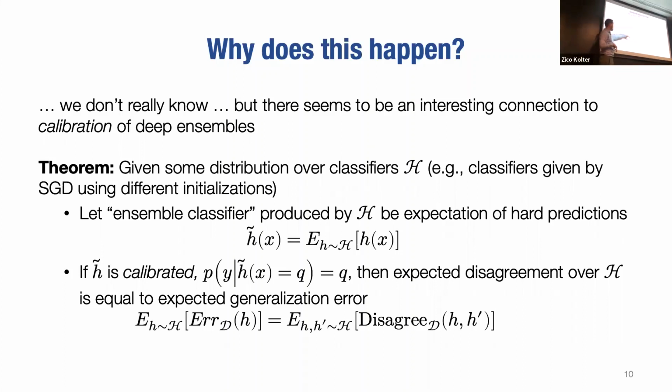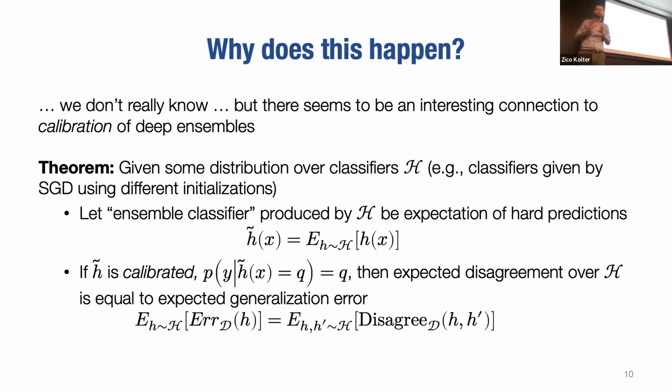If this classifier is well calibrated, meaning that the probability that Y is 1, given that it predicts some probability Q, is equal to Q, so on average, in that bin of examples that predict Q, you actually get it right Q% of the time, then it turns out you can show that the generalization error is equal to the expected disagreement. If this property holds of your ensemble, then the expected error of a single hypothesis is equal to the expected disagreement between two hypotheses sampled from that distribution at random.